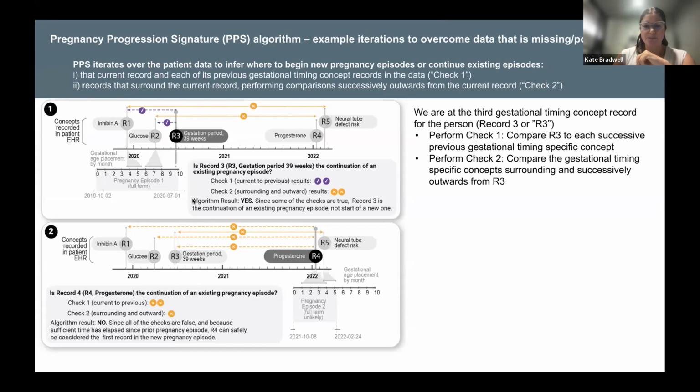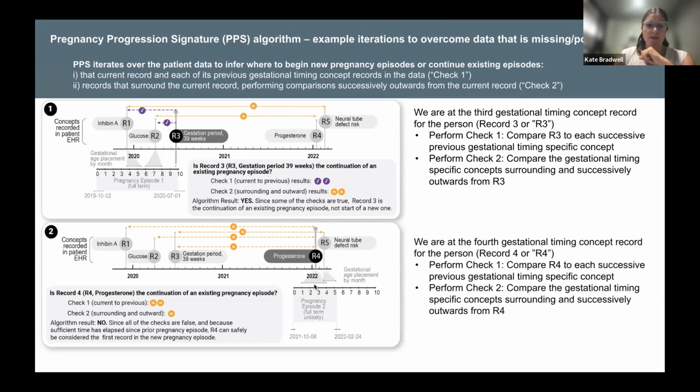So this isn't the start of a new episode, this is a continuation of an existing episode. In the second example, we get to record 4 in a patient, and we perform all the checks, and none of the checks evaluate to true. Also, we see that the minimum retry period for a new pregnancy has been satisfied. So there's a sufficient amount of time from a previous concept to this record 4. And so based on that, we determine that it's the start of a new pregnancy. And so in this first example, we were able to define the full 9-10 month time span of the pregnancy. And the second one, we determined that record 4 was the start of a new pregnancy.